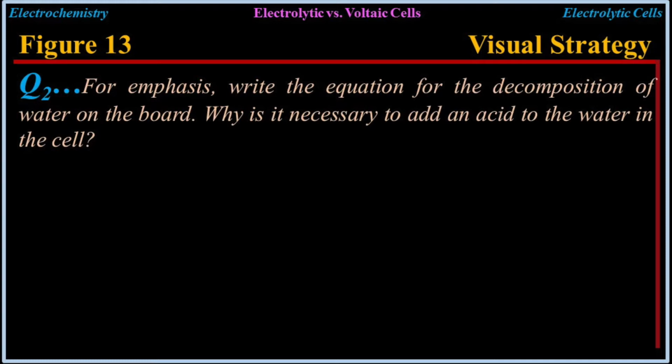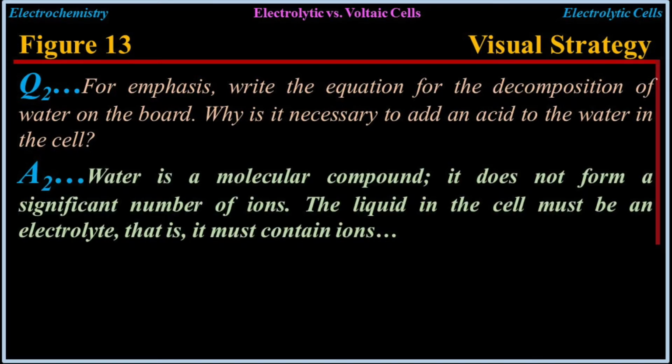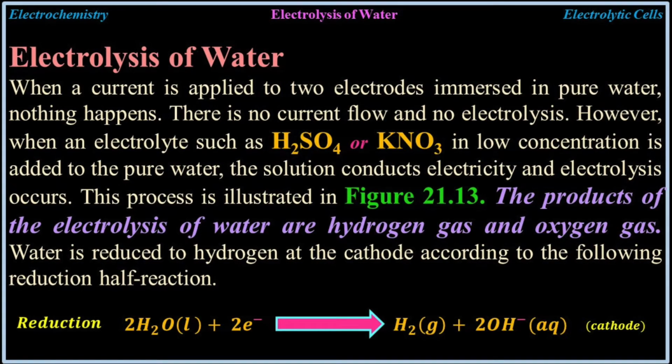For emphasis, write the equation for the decomposition of water on the board. Why is it necessary to add an acid to the water in the cell? Water is actually a non-electrolyte. Water is a molecular compound. It does not form a significant number of ions. The liquid in the cell must be an electrolyte. That is, it must contain ions. Remember, pure H2O does not conduct electricity. It's what's in the water that conducts it.